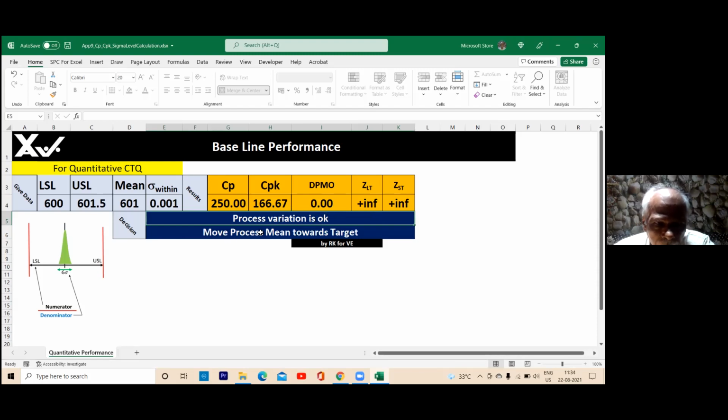Process variation is okay. Move the process mean towards target. Clear? See, in the calculation you are not doing anything. Everything is now taken care of, including the answer. Yes, sir. Including the decision. The decision you'll have to check, right?